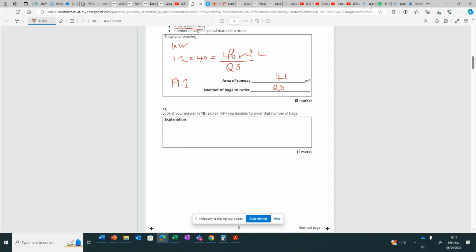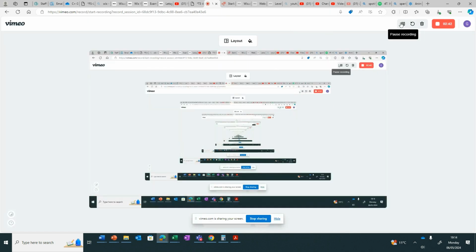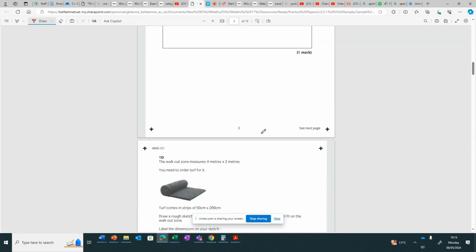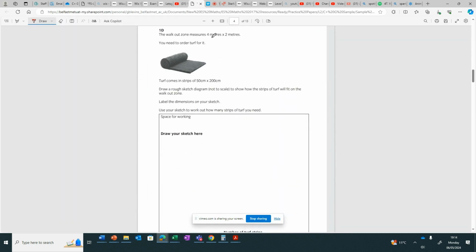Next, we have a walkout zone. It's 4 meters by 2. We want to turf it. The turf comes in strips. There they are there. Draw a rough sketch. Label it. And work out how many turf strips you have.